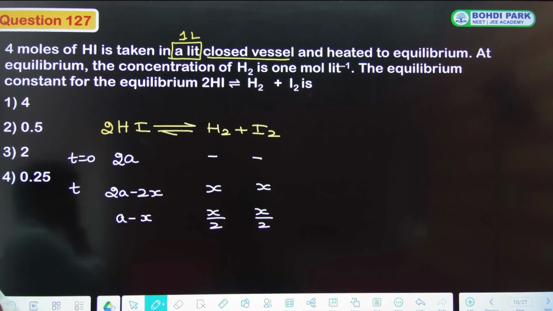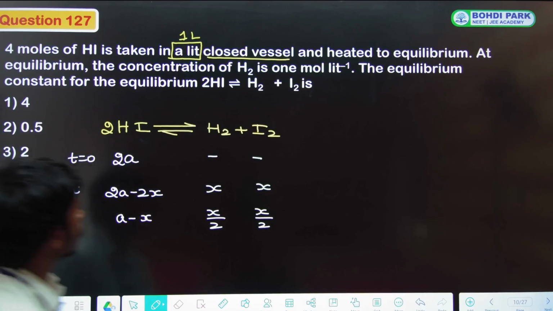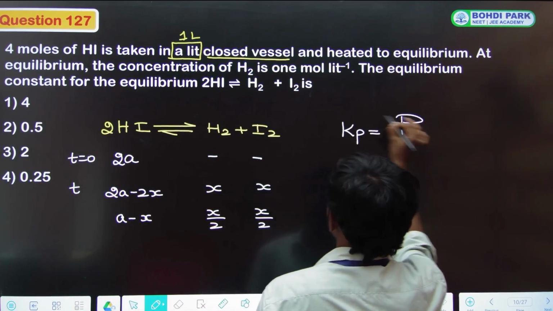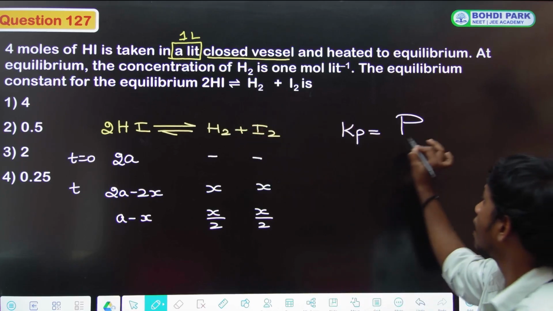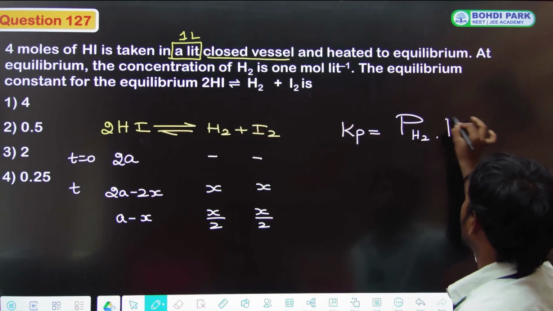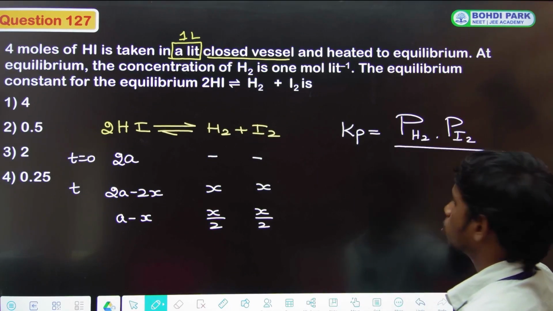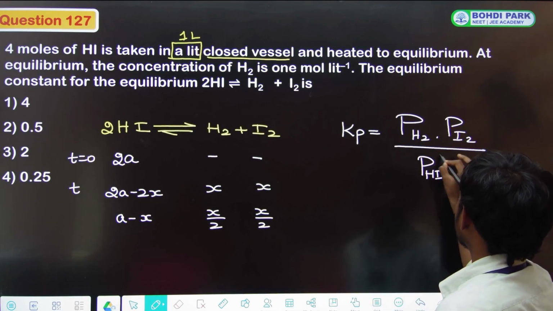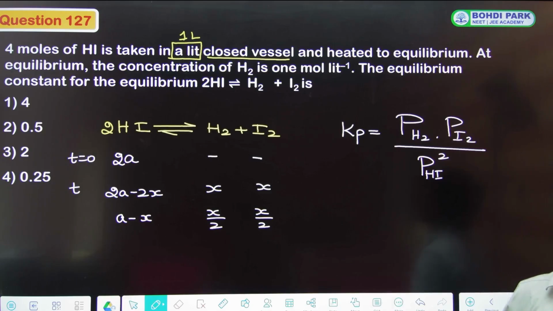Okay, so I'm going to calculate the Kp value. Kp value formula என்னது? Partial pressure of the products. What are the products here? H2 ஒரு product and I2 another product. Partial pressure of H2 into partial pressure of I2 divided by partial pressure of HI the whole square. Okay, நம்ம தனித்தனியா வேல்யூ கண்டுபிடிக்க போறோம்.